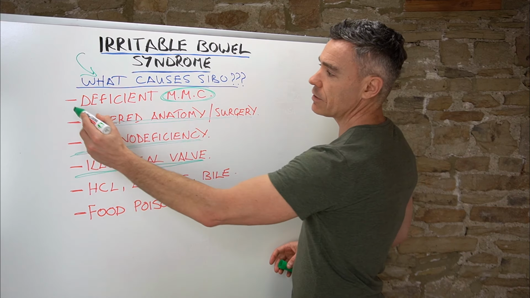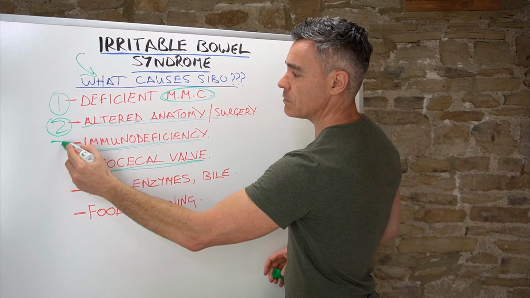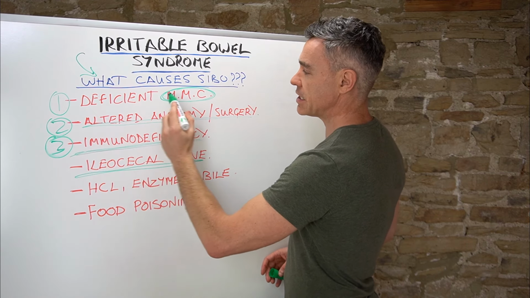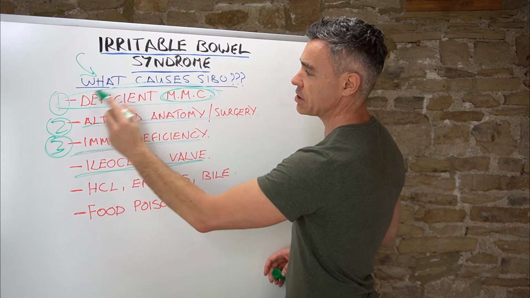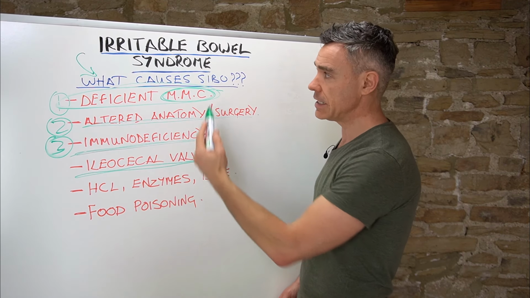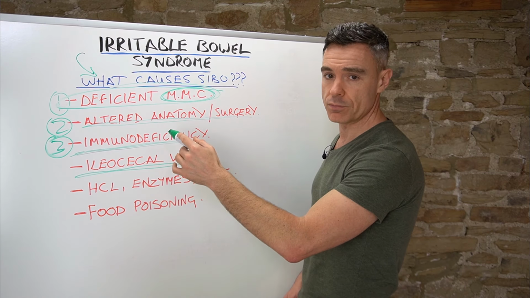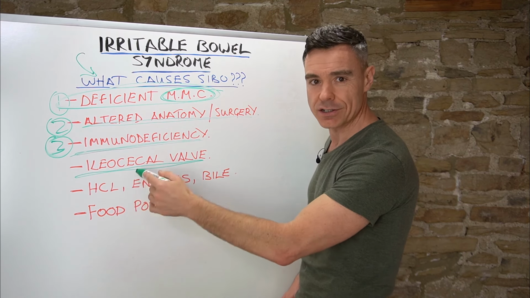And by the way, these three reasons are known to be pretty much true. The migrating motor complex issue seems to be the most common. Altered anatomy and surgery definitely can lead to SIBO, and immunodeficiency can as well. These are kind of known, but when we get down to some of these, we're guessing a little bit.